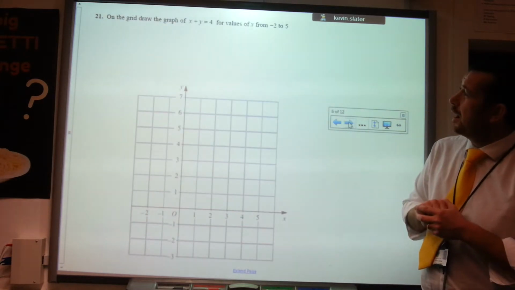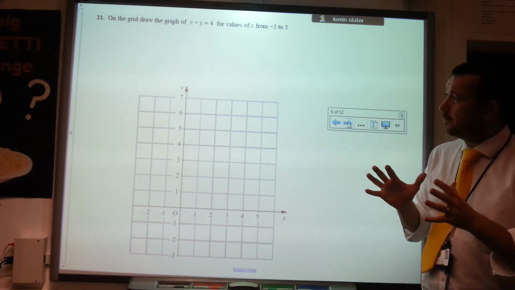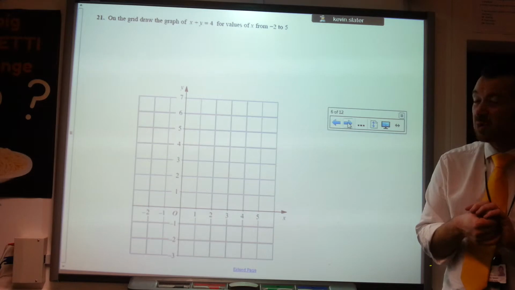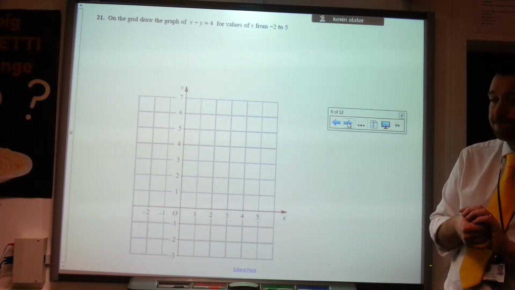Okay, next one. Similar, perhaps a little bit trickier on this one, but same sort of idea. On the grid, draw the graph of x plus y equals 4 this time.